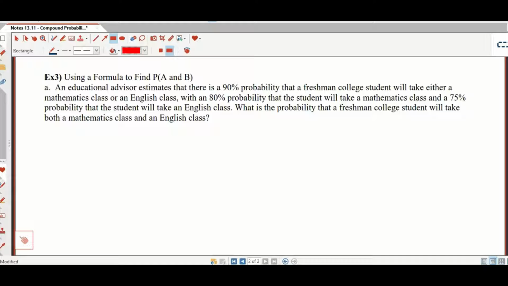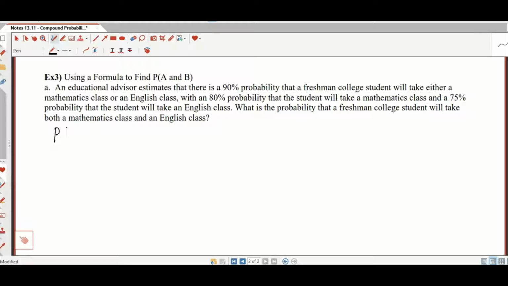So an educational advisor estimates there's a 90% probability that a freshman in college will take either a math class or an English class, and an 80% chance that the student will take math, and a 75% chance they'll take English, with the probability that they will take both. So again, our formula is this.